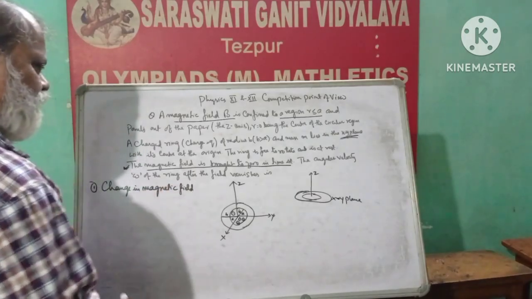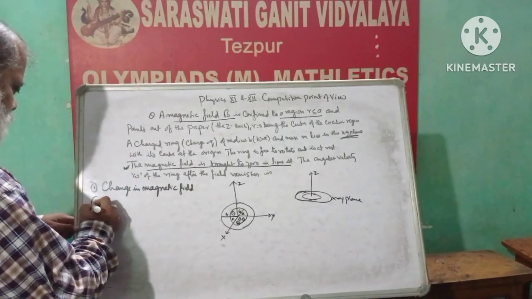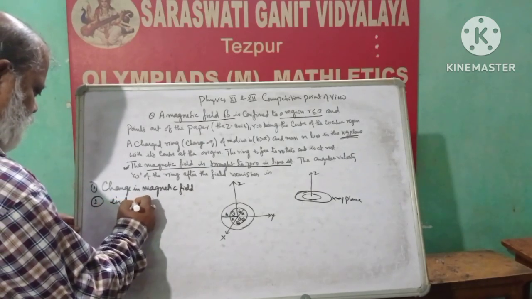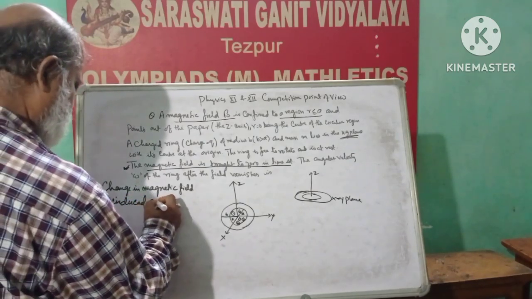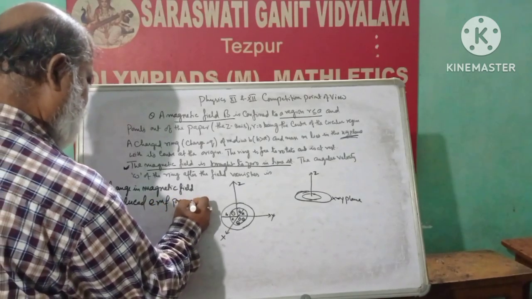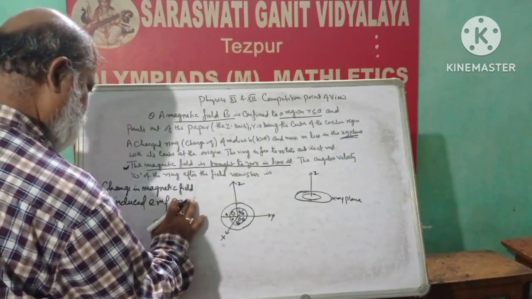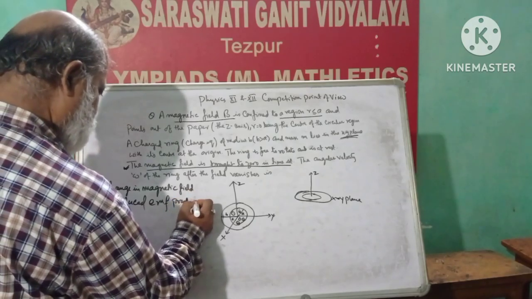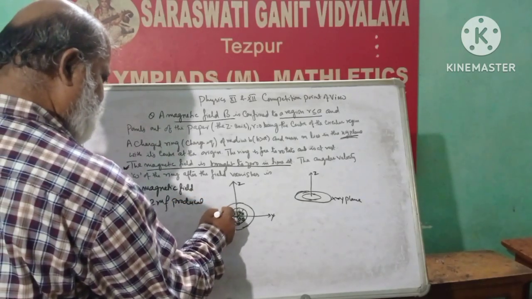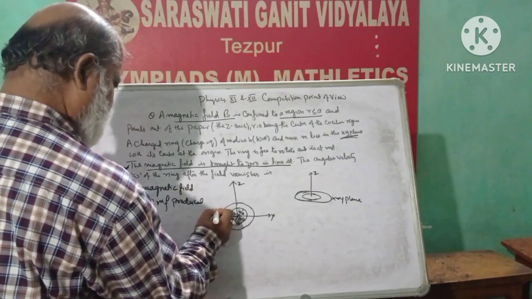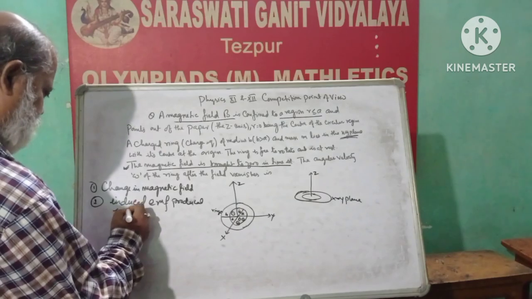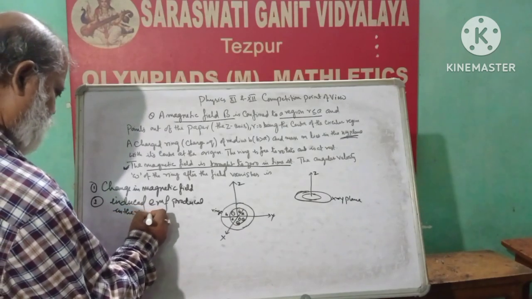So when there is a change in magnetic field, what happens? An induced EMF is produced. Produced where? Induced EMF is produced in the ring, this ring. The induced EMF is produced in the ring.